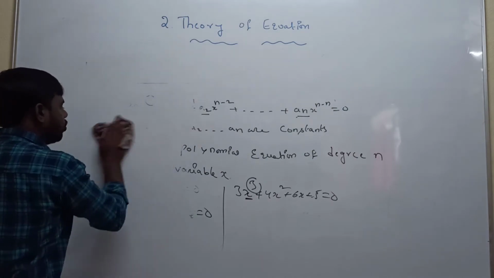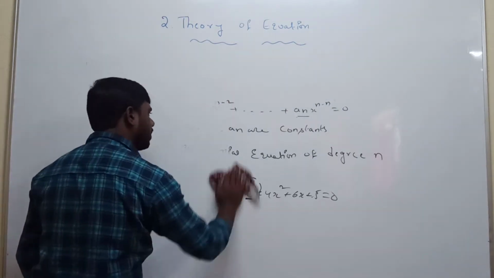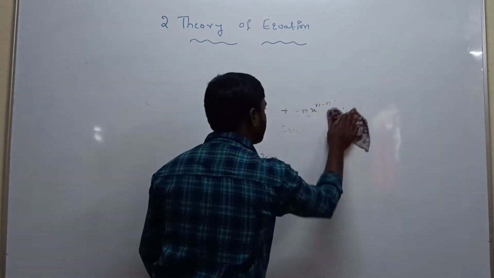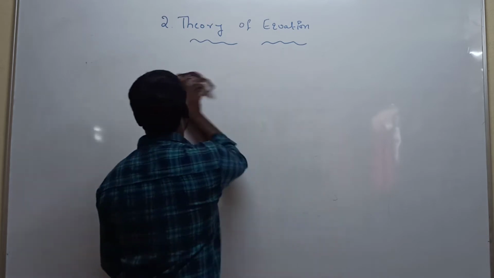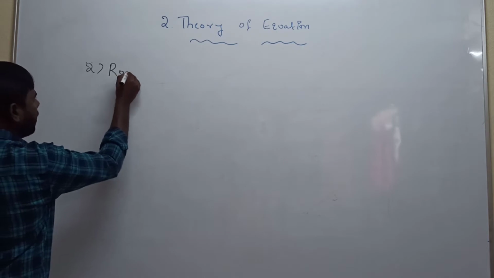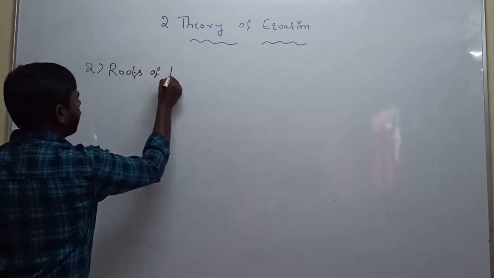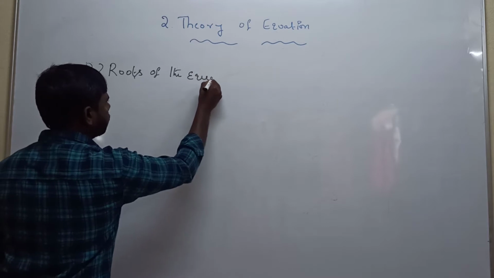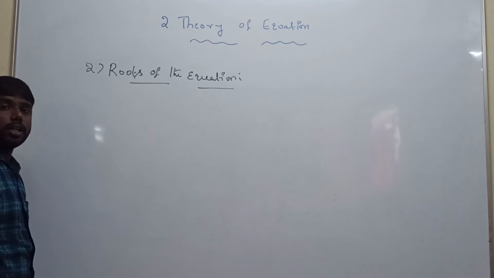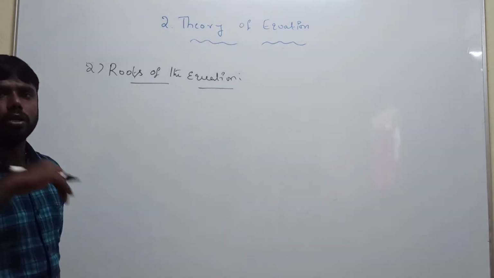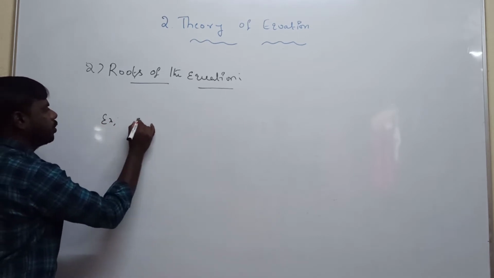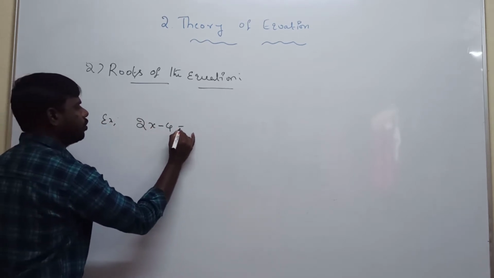The second definition is roots of the equation. What is the definition of the roots of an equation? The value of x that satisfies the equation is called a root of the equation. For example, 2x minus 4 is equal to 0.